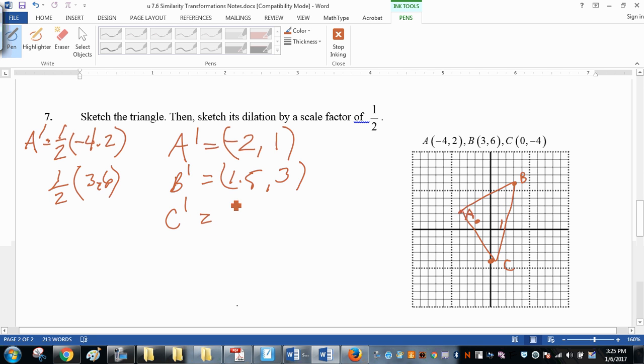And then C prime. 1/2 times 0 is 0. 1/2 times -4 is -2. And there's our new point. 1.5, 3 disappeared on us. And there's our new triangle. Pretty easy, right? Okay, let's do the next one.